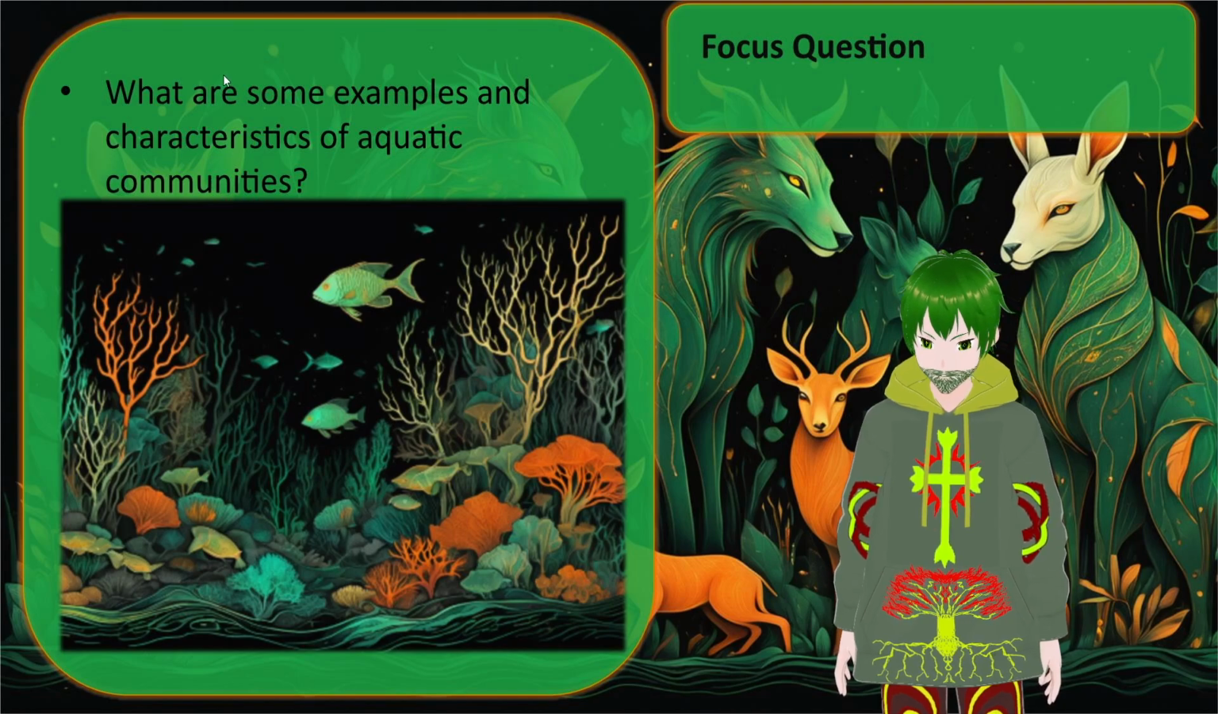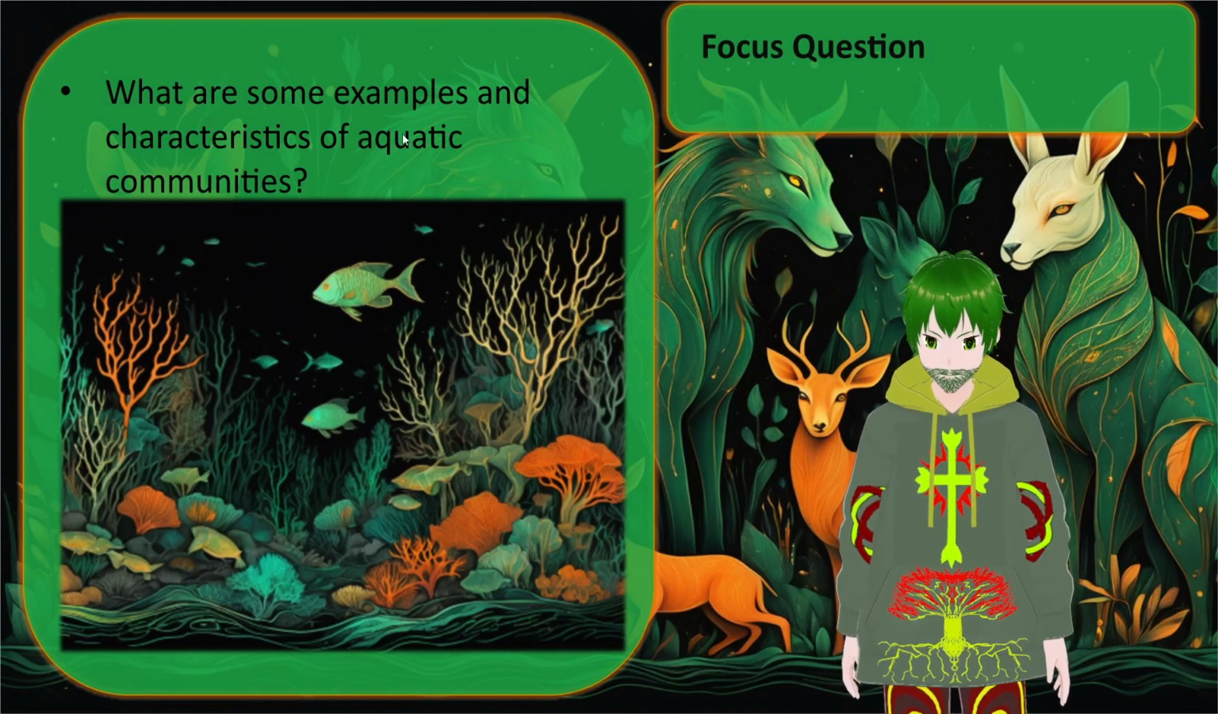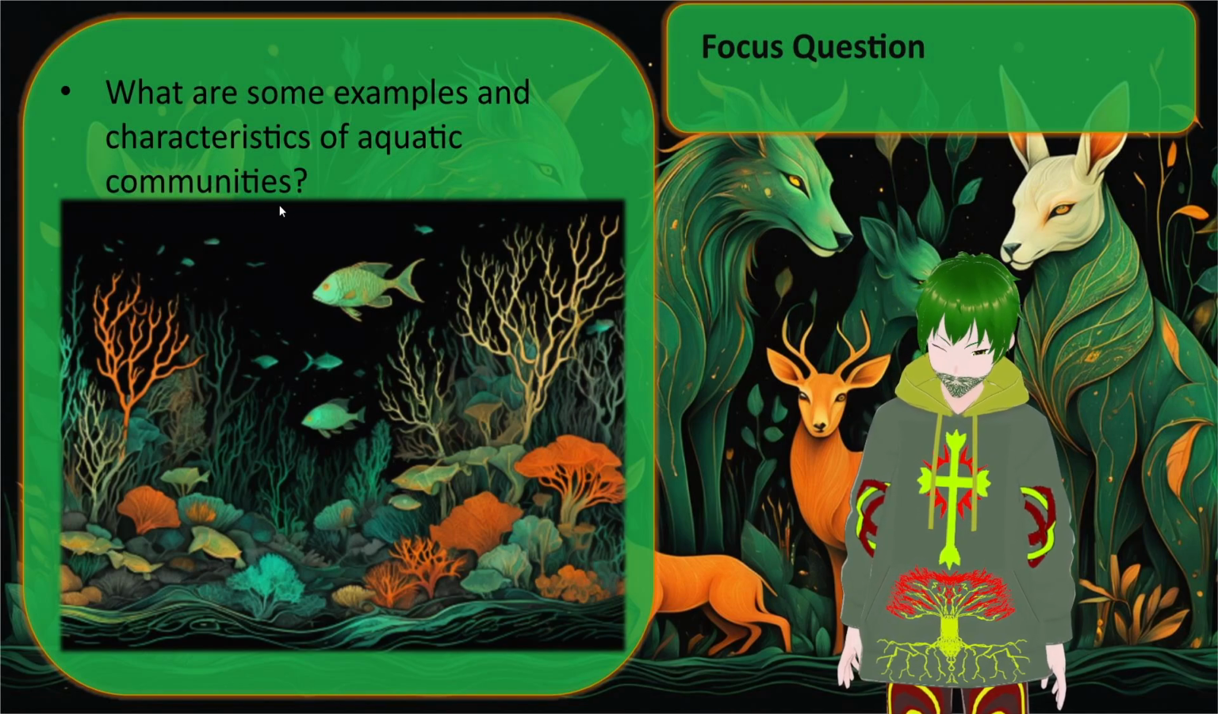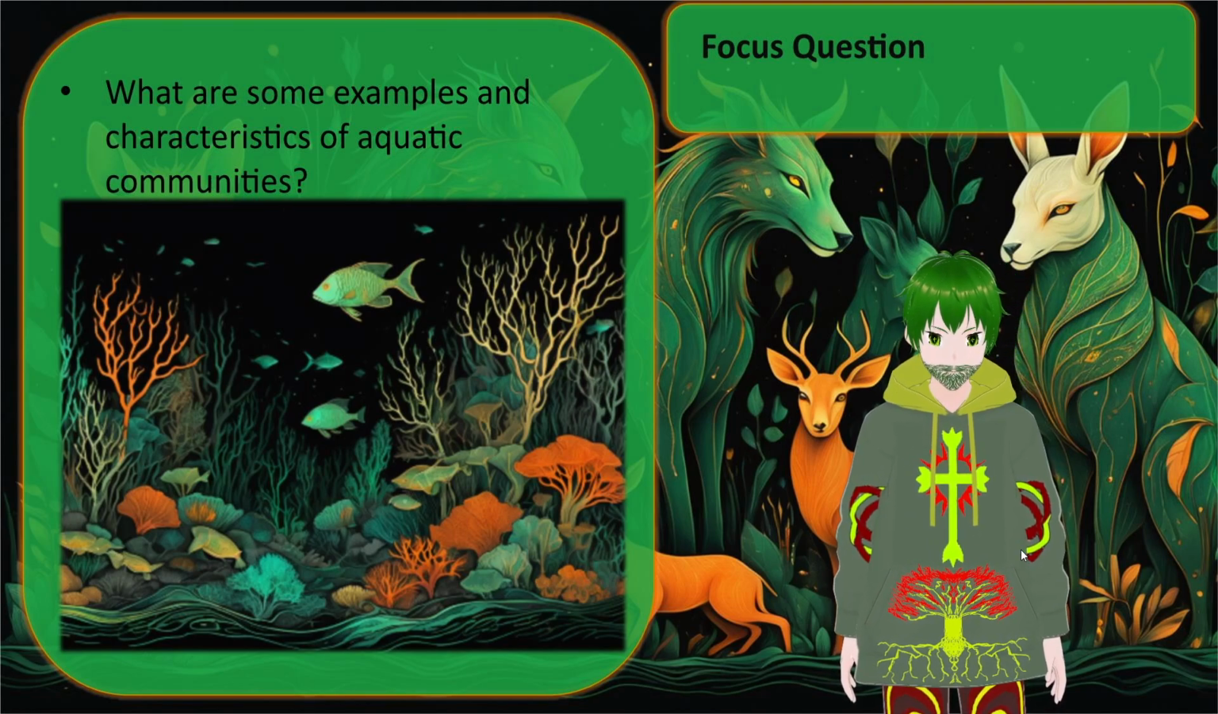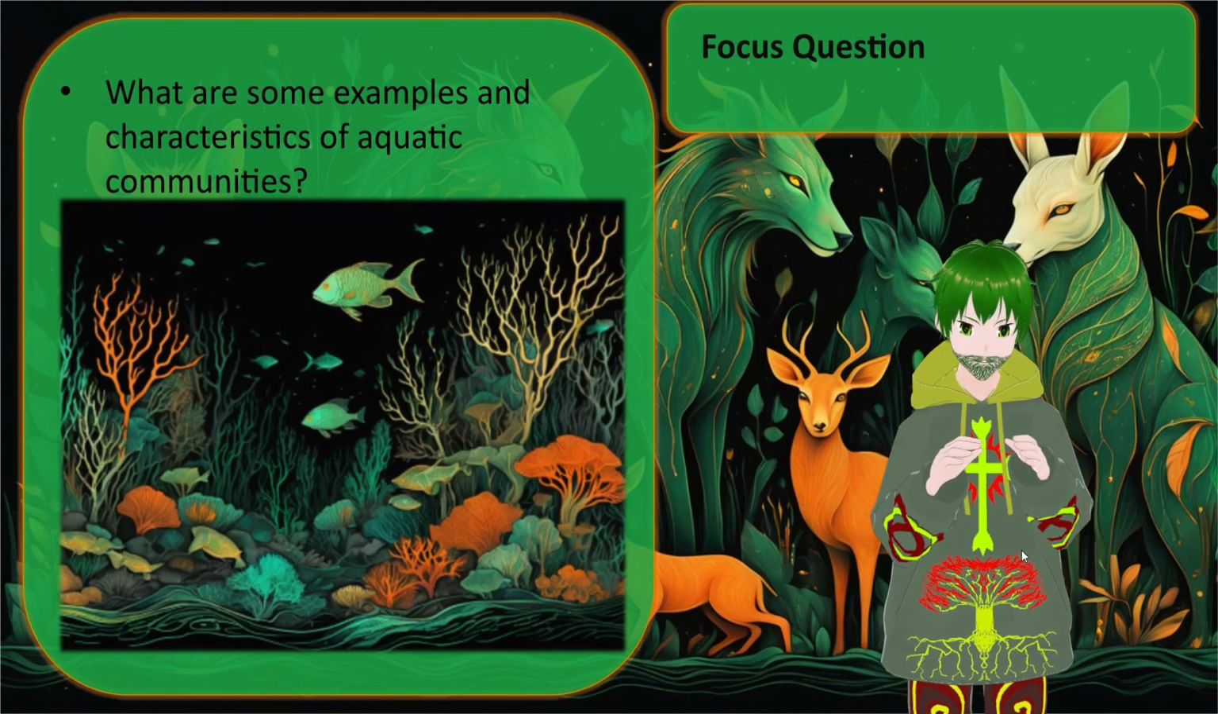All right, so that brings us back to our focus question. What are some examples and characteristics of aquatic ecosystems? Well, hopefully I have given you the vocabulary and enough ideas and descriptors to actually answer this question well.